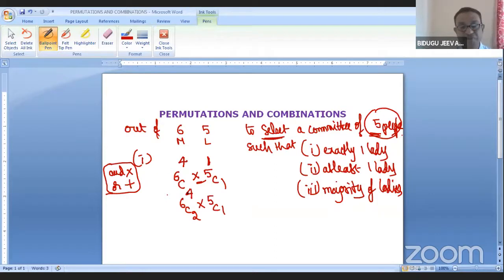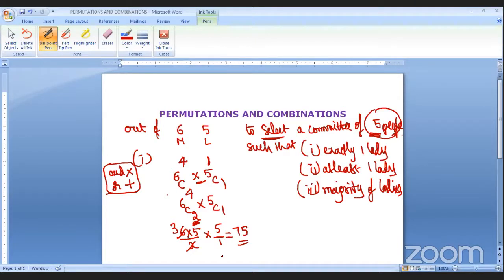So 6 for differences 2, I have written. Calculation: 6 into 5 by 2 into 1, 5 by 1. So this is 3. 25 3s are 75. Answer clear? Understood this one? Yes, sir.